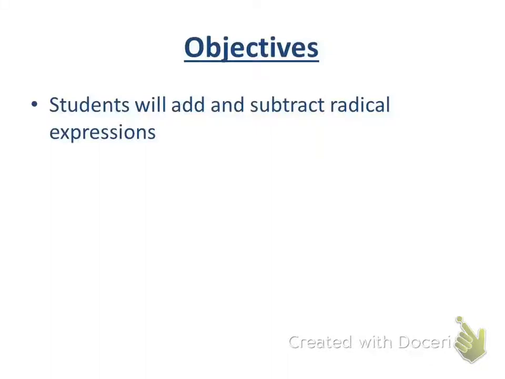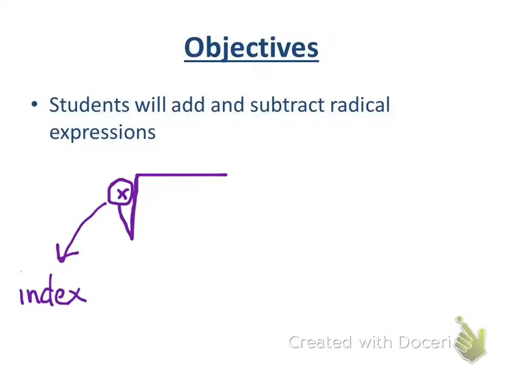Lesson 69, we are going to add and subtract radical expressions. And I want to do a little bit of review about a radical expression. A radical expression has parts, right? The symbol is called the what? Radical. The number that's on the outside of the radical is called the index of the radical. It's important. The part that's underneath the radical is called the radicand.